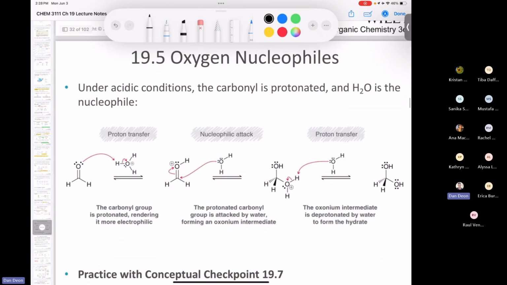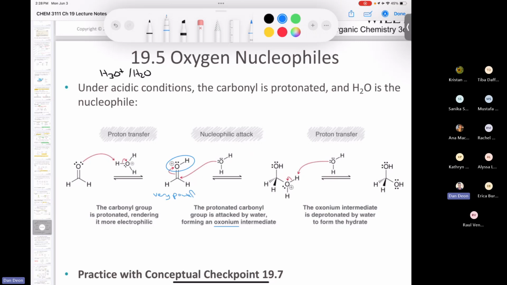However, under acidic conditions, that means you've got a mixture of H3O plus and water. So what's going to happen is the water is not a strong enough nucleophile to just go in and attack it. That can't happen. So what's going to be the first step? The first step is going to be protonation of the carbonyl oxygen by acid to give you an oxonium ion. You form the oxonium, this guy here, and now this is a very, what did we call it?